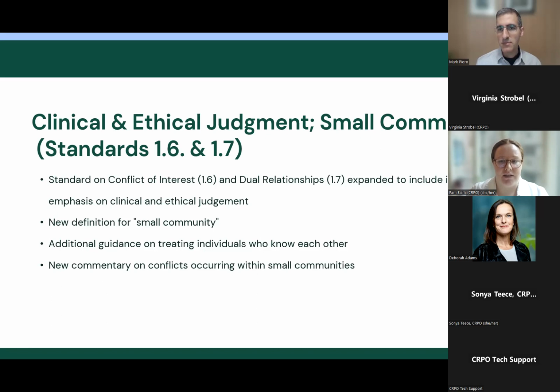And living and working within these communities means that there will be a certain level of overlap between the personal and professional realms. We've provided some additional guidance in both these standards to that effect. A related topic is separately treating individuals who know each other, for example, family members. The commentary to Standard 1.6 now has a list of factors that can help a therapist decide whether this is appropriate or not. These factors include whether the therapist can remain objective and maintain confidentiality, whether certain topics need to be avoided in therapy, and whether or not this is feasible, and related to small communities, the availability of other services and resources. Each situation will be different, so it's not possible to provide a definitive answer.